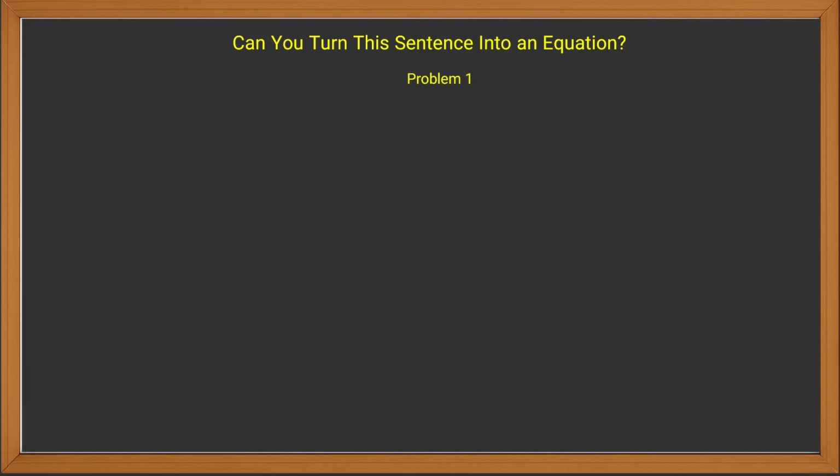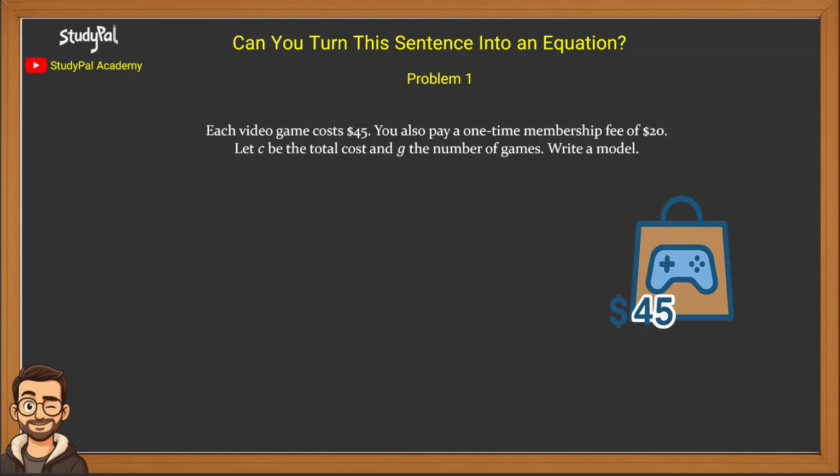This is problem 3, and we're going to work on the first problem first. The problem says each video game costs $45. You also pay a one-time membership fee of $20. Let C be the total cost, and G the number of games. Write a model for the cost of playing with that company. Here, as you can see, we have two variables, C and G. We're going to write a model, an equation, that relates these two variables.